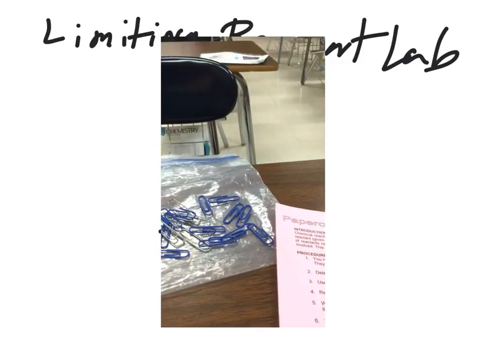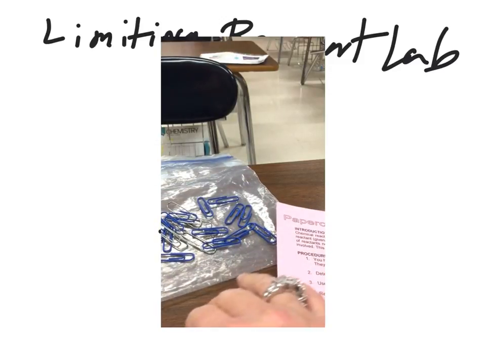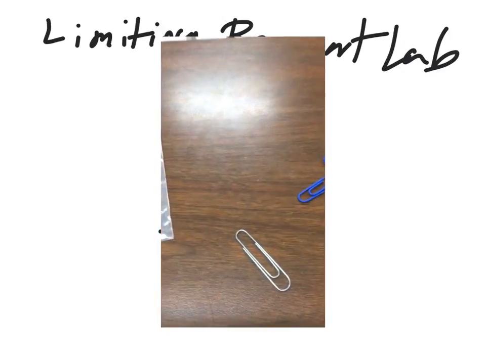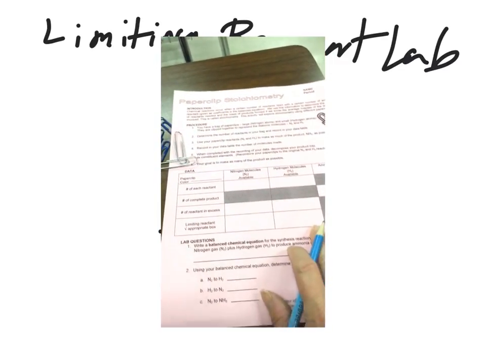Okay guys, today you're doing a limiting reactant lab, a limiting reagent lab, and you're going to be using a little baggie of paper clips to do this lab. The silver paper clips are going to be your nitrogens, and the blue paper clips are going to be your hydrogens. Okay, so let's put those together. N2 is the molecule you're going to be using, because here you have nitrogen and you have hydrogen.